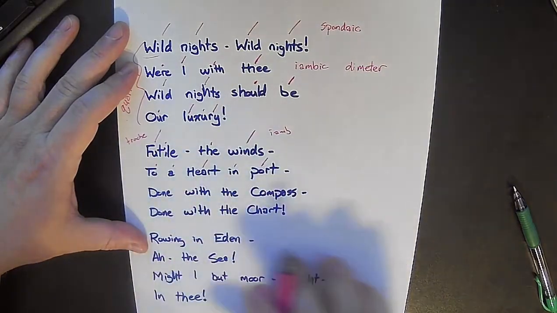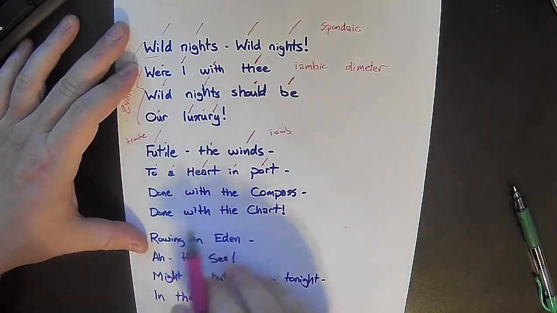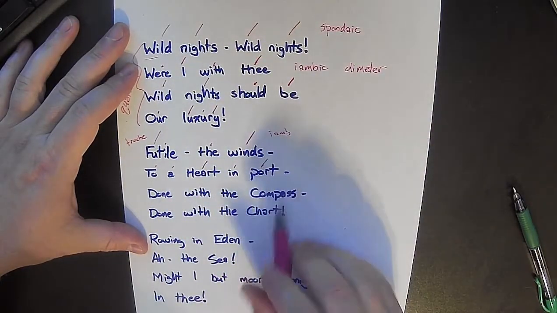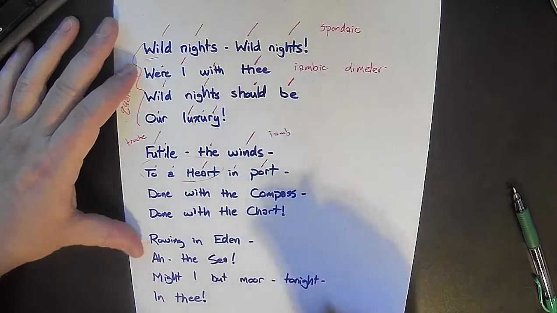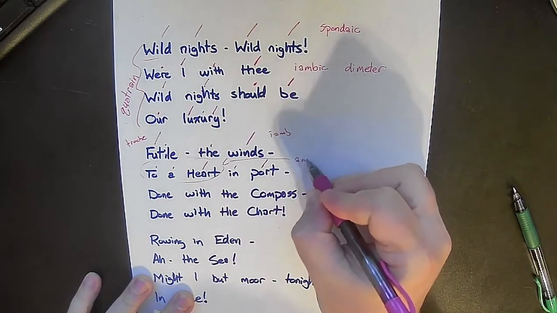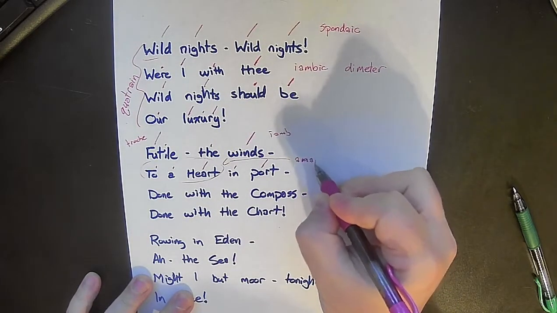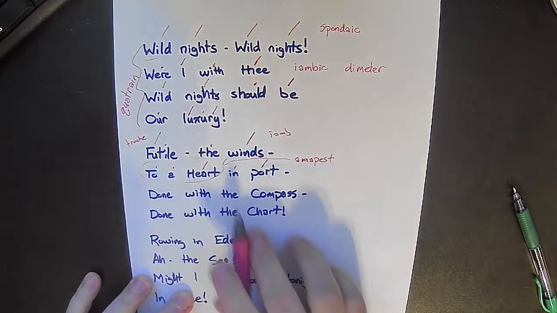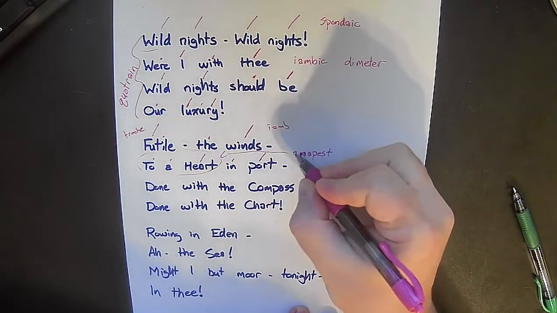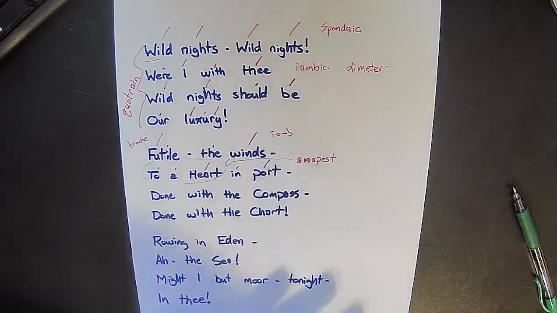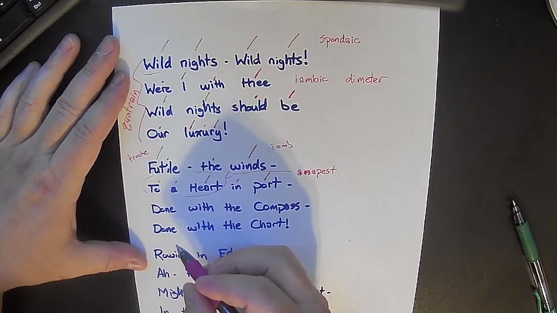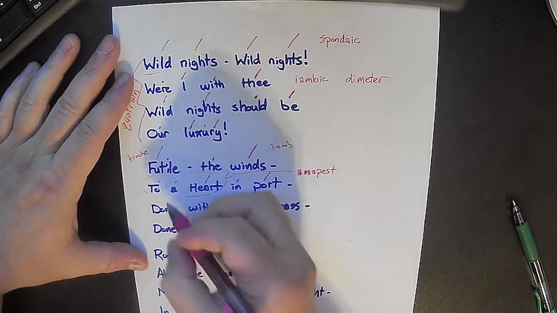So it's futile the winds, and then to a heart in port. That's basically the iambic dimeter, but she's keeping that dimeter feel by using what's called an anapest here. So there's still 2 feet. There's an anapest and an iamb to create this dimeter. Still got the almost iambic dimeter feel by using this anapest here. But then she switches from an anapest to a dactyl.